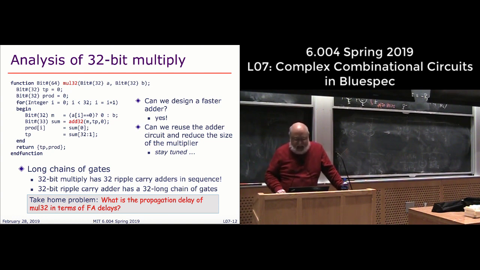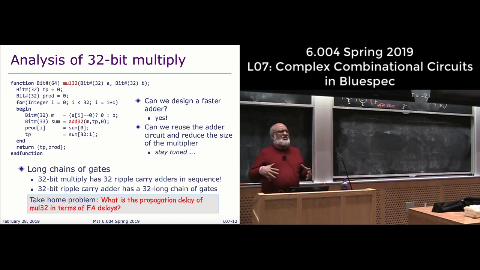Okay, so let's go and analyze the adder circuit. A ripple carry adder has a 32-long chain of gates, because it had full adders connected sequentially. So not only is this circuit large, you shouldn't be shocked if its propagation delay is very long, right? Because we have to go through all these full adders and then all these full adders and all these full adders.